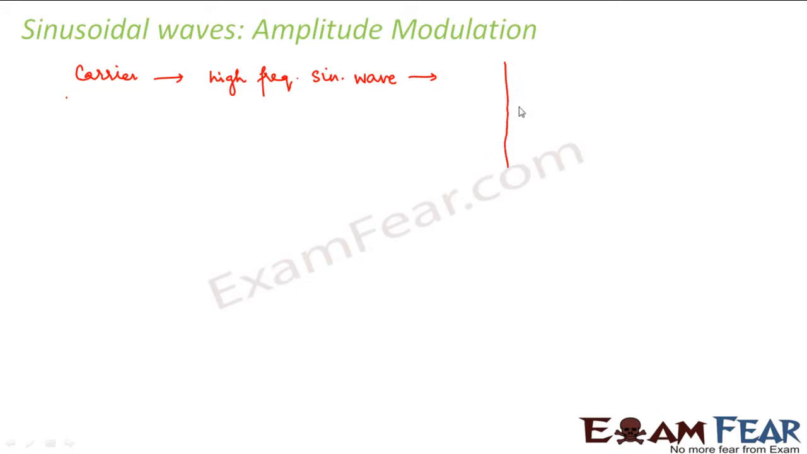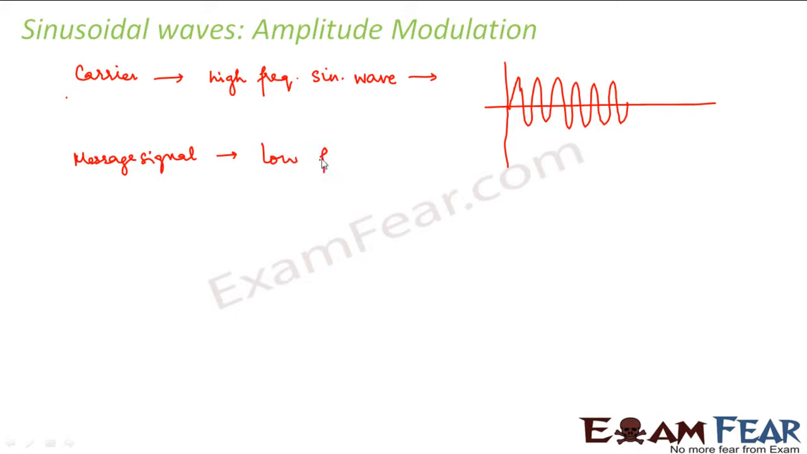Right? So let us suppose we draw it like this. Let us suppose this is a carrier wave which we have. What else do we need? We need a message signal. Like there has to be a signal, right? Only then we talk about modulation. So we need a message signal. This message signal is a low frequency wave. So maybe it is somewhat like this. So this is high frequency and this is low frequency.